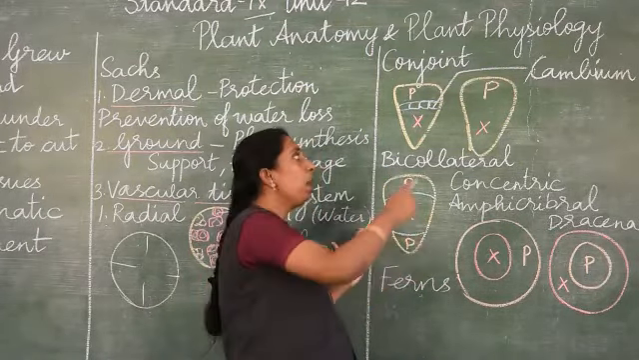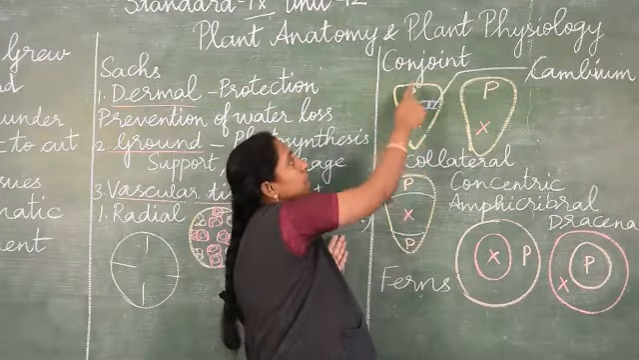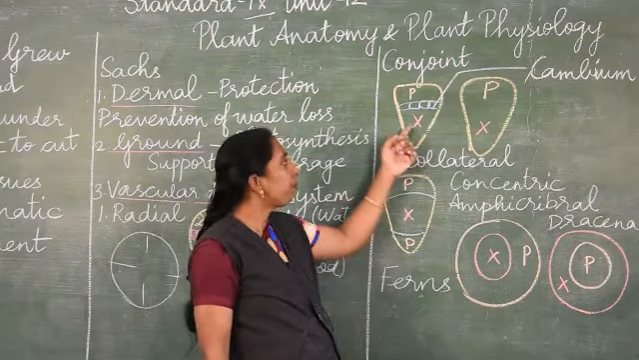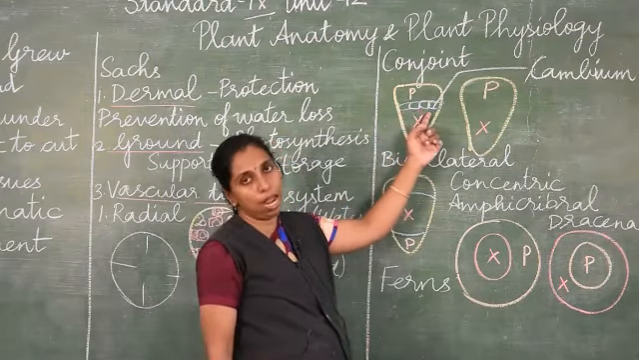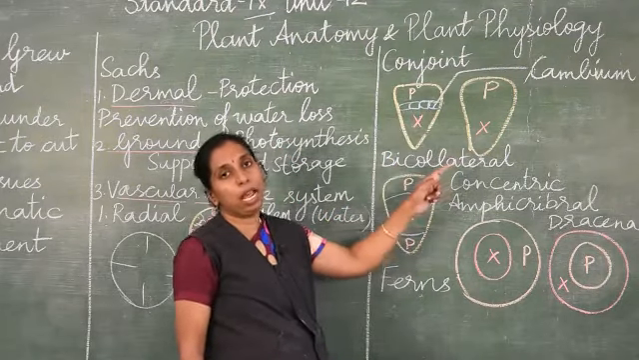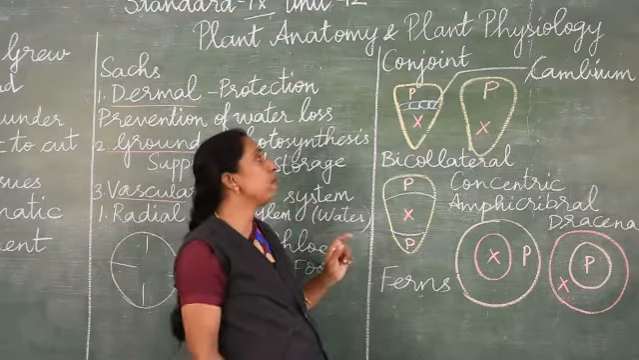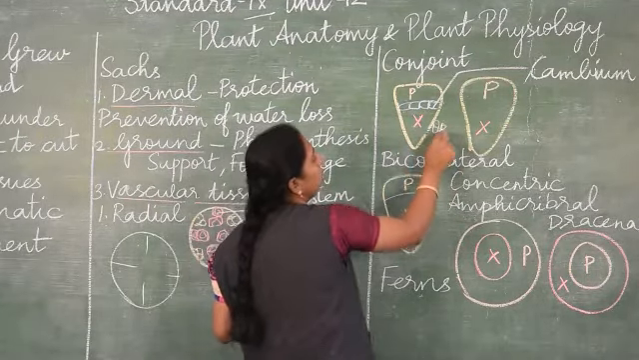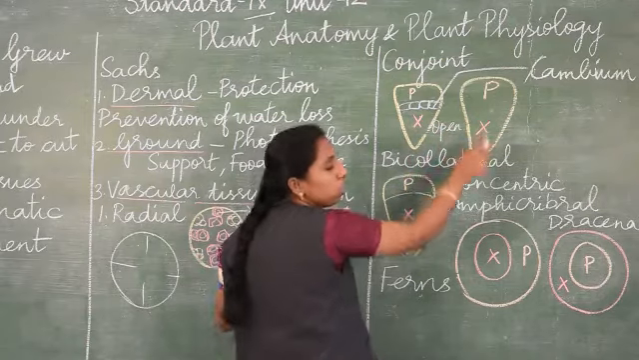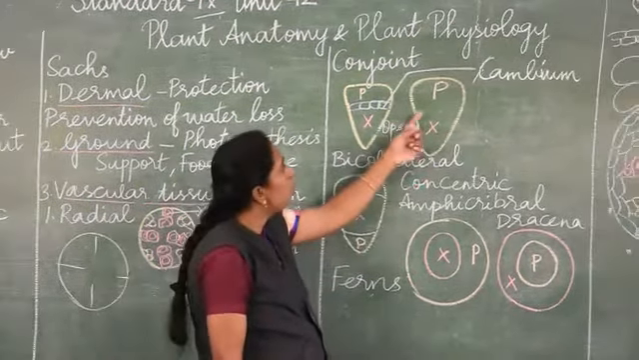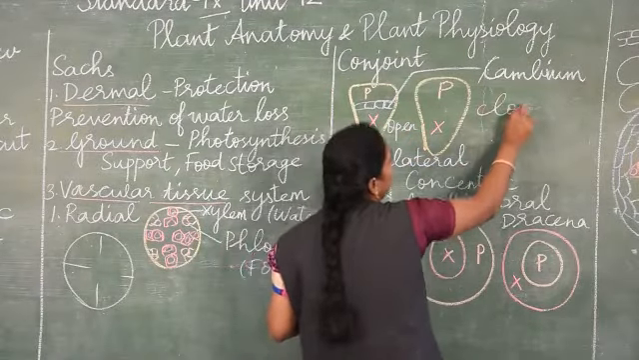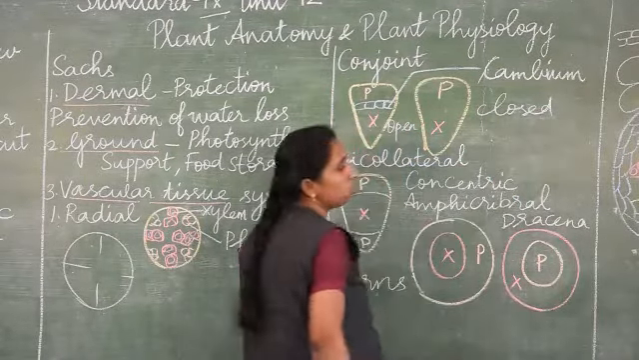Xylem and phloem arranged in the same radius is the conjoined vascular tissue system. Here, cambium will be present. If cambium is present, the vascular tissue system is called conjoined open. See here in this vascular bundle, there is no cambium. So, it is called closed. This is open, this is closed.